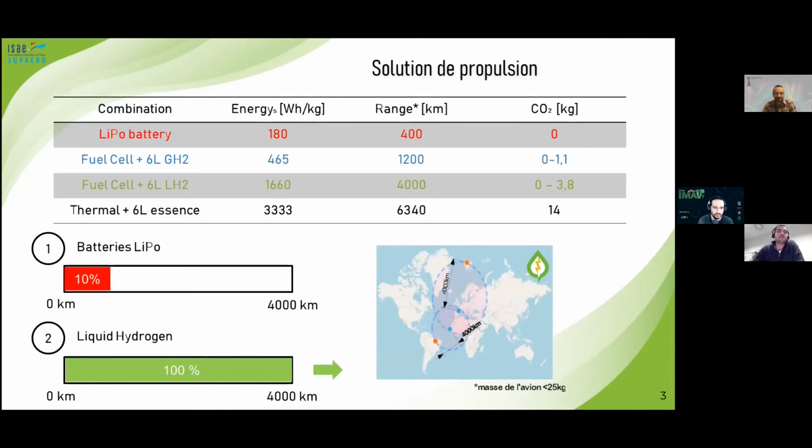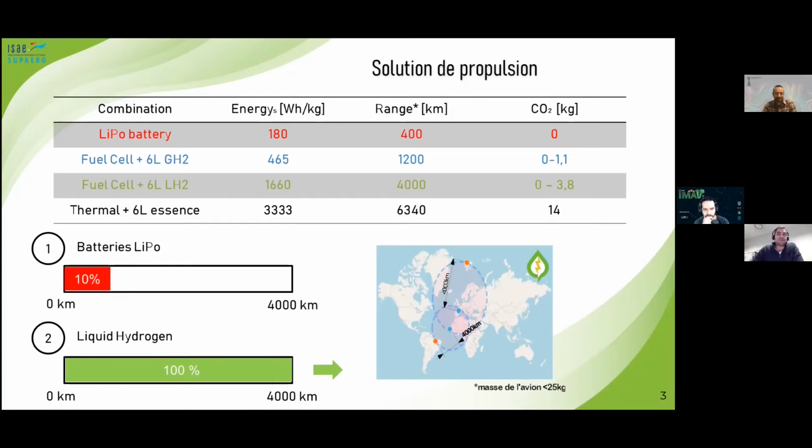Now, if we compare here different sources of energy which can be used in this project, for example, as I told you, lithium polymer batteries. With that kind of energy, you can do approximately 400 kilometers. Now, if we pass to the technology of fuel cell and hydrogen, in the first case, I'm taking the example of 6 liters of gas hydrogen with bottles which are compressed up to 300 bars. You are now more than doubling your energy density, and you can do around 1,200 kilometers for the same volume of 6 liters. But with liquid hydrogen, you can do much more. You can do up to 4,000 kilometers.